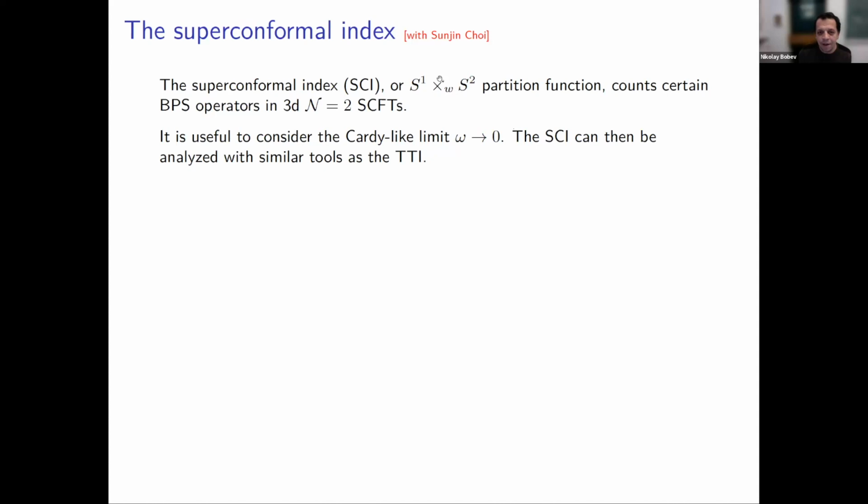Interestingly, this omega is related, because of supersymmetry, to the radius of the circle, to the length of the circle. And so you can try to think of a Cardy-like limit. The usual Cardy limit in a thermal 2D CFT is to take the radius of a thermal circle to go to 0. So here you can try to take the radius of this S1 to go to 0, and this amounts to taking this omega going to 0. It's not immediately clear that this is a good idea, so one has to experiment a little bit.